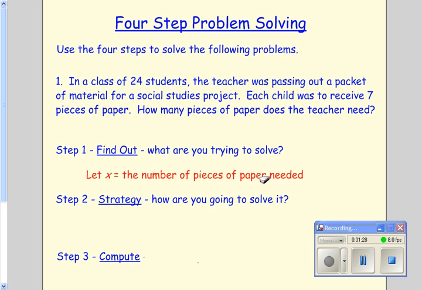So what are the numbers? What are we actually going to multiply? 24 times 7. So we're going to write, though, x equals 24 times 7, because we're saying, right, that x, the number of pieces of paper, is equal to 24 times 7, right?